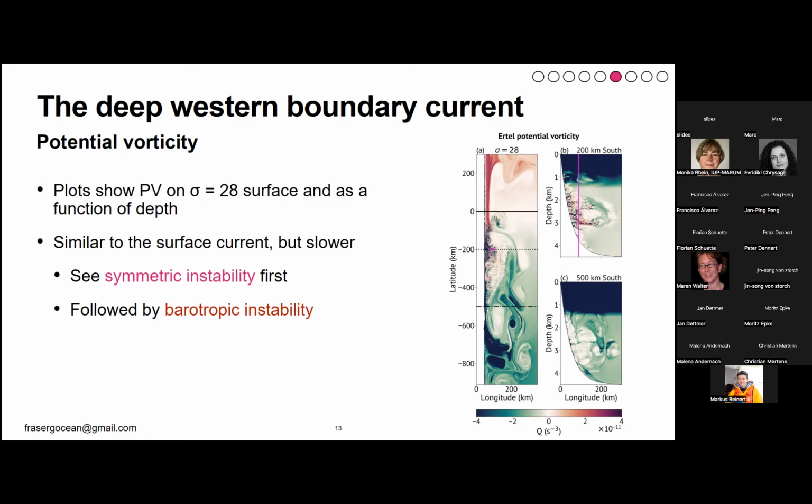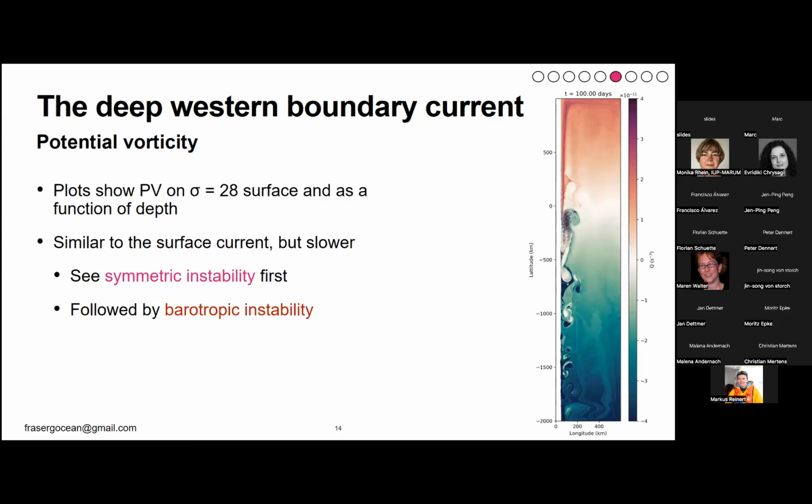Some interesting things happen in this model. Just going to play. Maybe this isn't going to play. Okay, let's try that. Oh, the play button. Okay, it doesn't matter if it doesn't play. If you want to see the video, come see me afterwards.